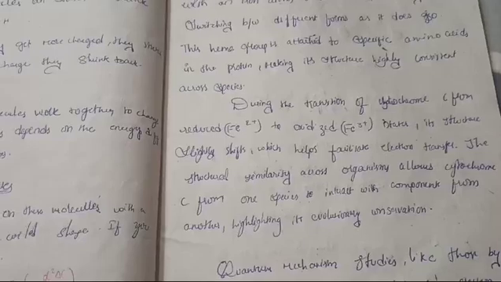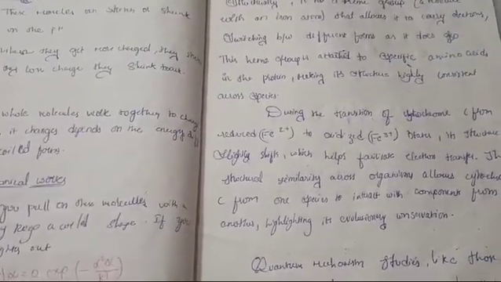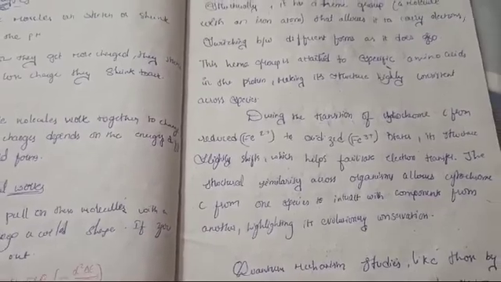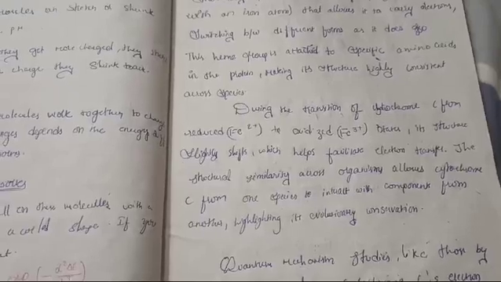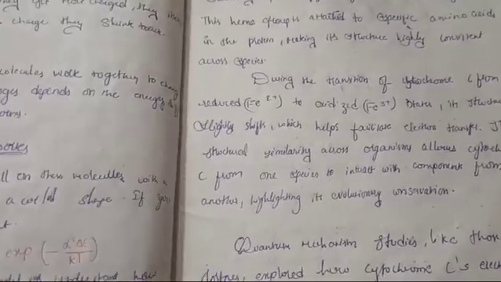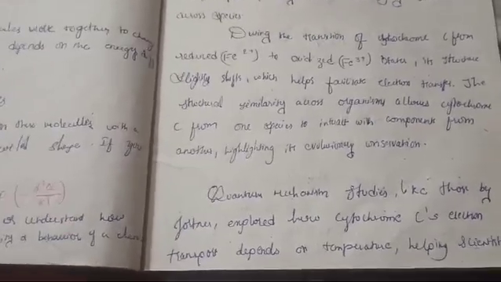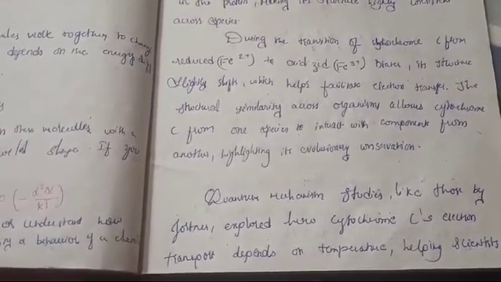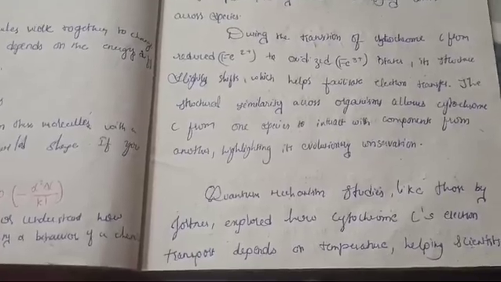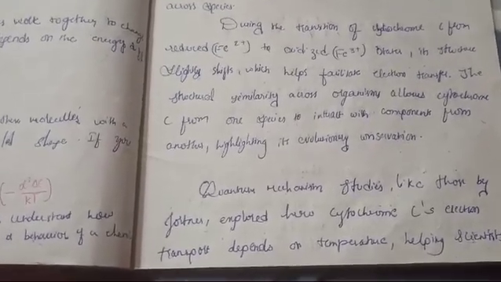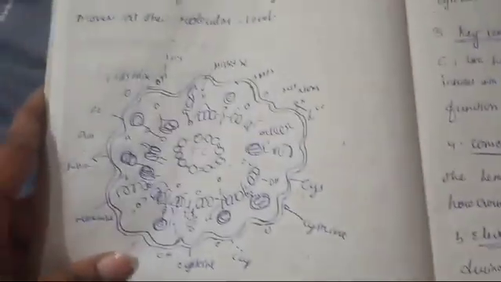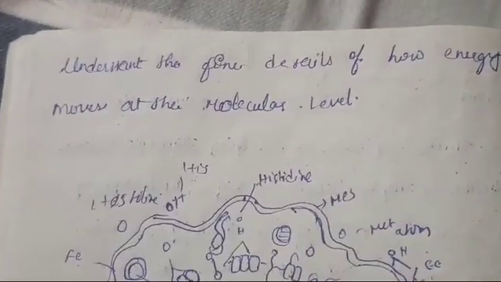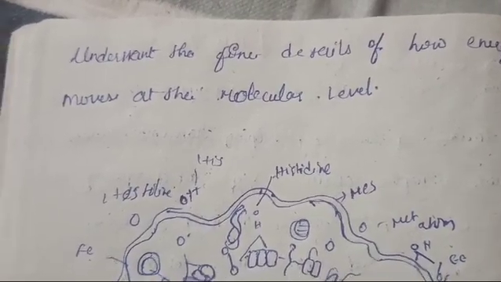The structural similarity across organisms allows cytochrome C from one species to interact with components from another, highlighting its evolutionary conservation. Next, about quantum mechanics, studies like those by Jortner explored how cytochrome C's electron transport depends on temperature, to understand the fine details of how energy moves at the molecular level.